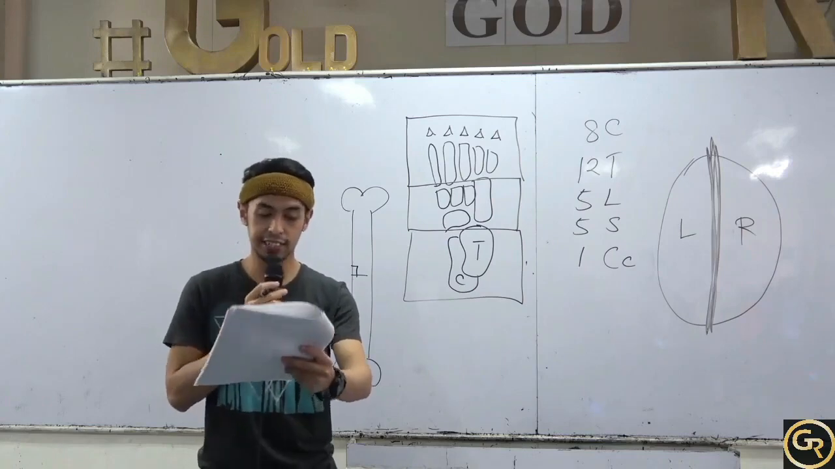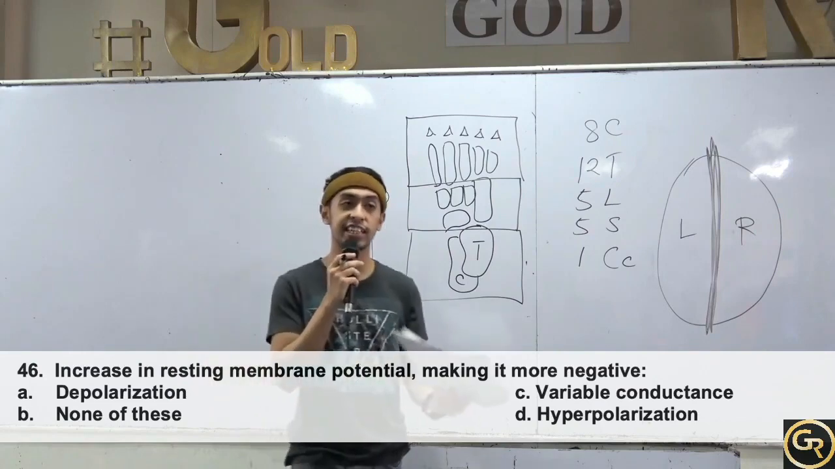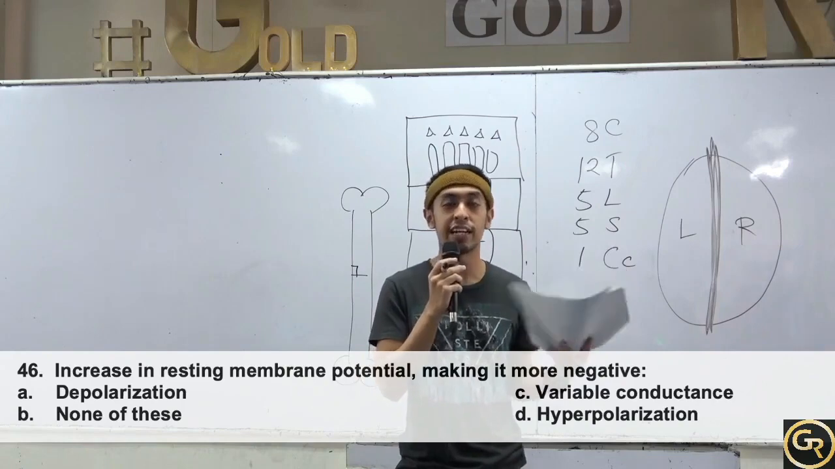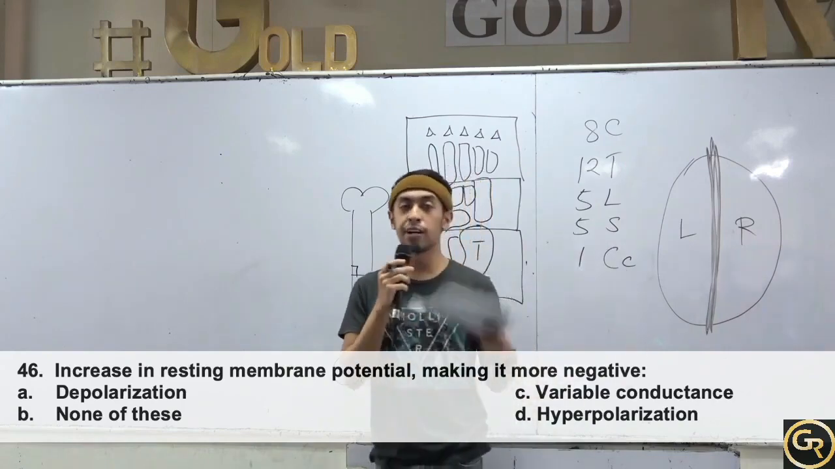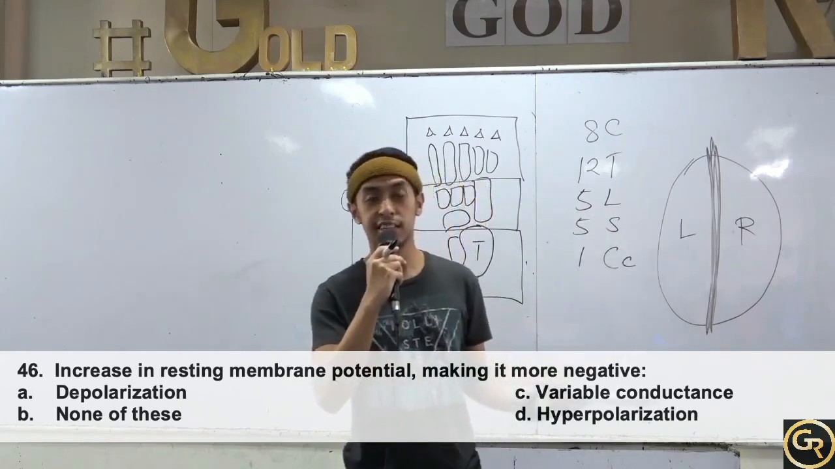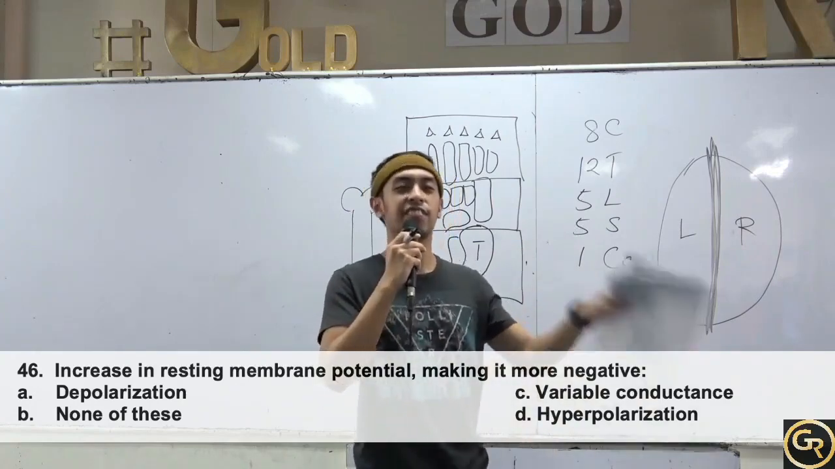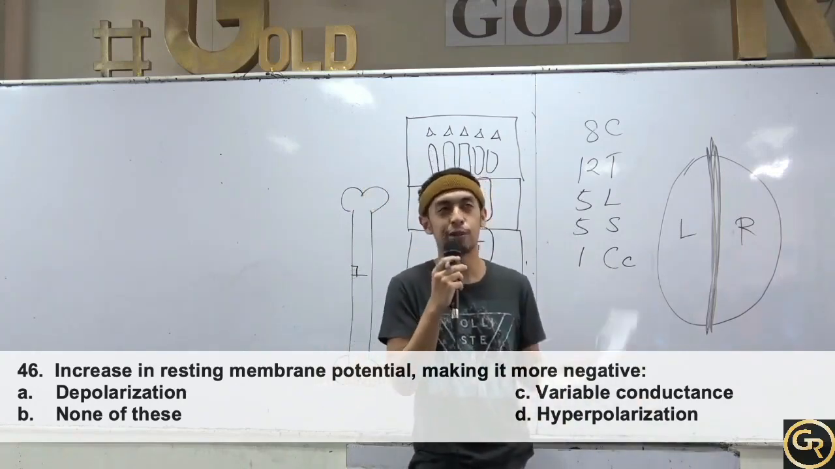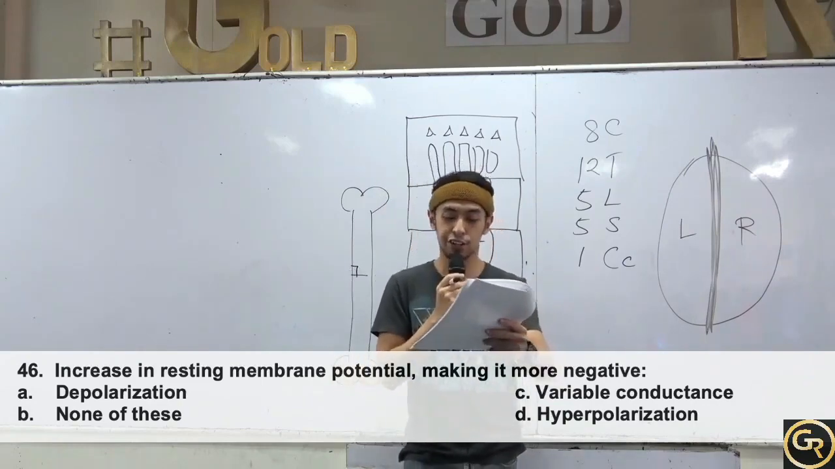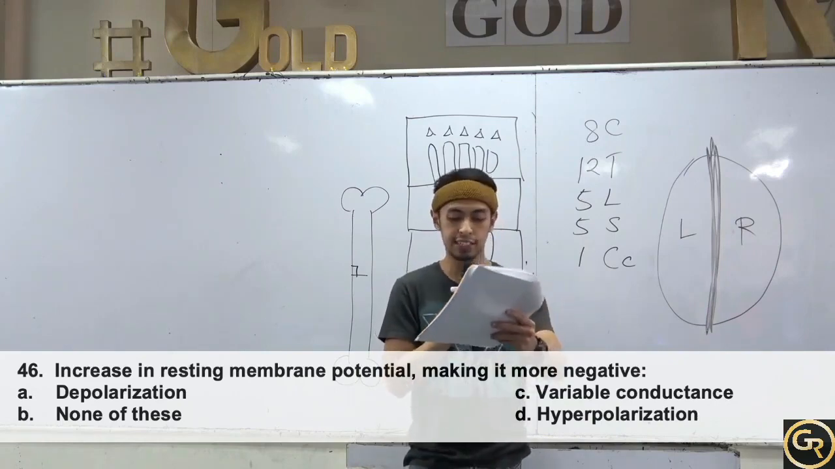46. Increase in resting membrane potential making it more negative. Guys, our resting membrane potential is usually negative. In the normal range it would be in a negative status. But when we make the resting membrane potential even more negative, what would be the term for this? It's your letter D, your hyperpolarization. Okay, your hyperpolarization, letter D.